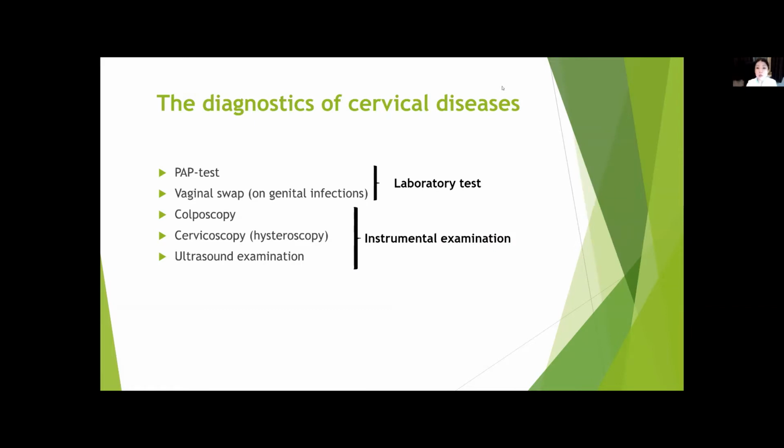The diagnostics of cervical disease include PAP-test and vaginal swab on genital infections, which are called laboratory tests. Also instrumental examination: colposcopy, cervicoscopy, hysteroscopy, and ultrasound examination.